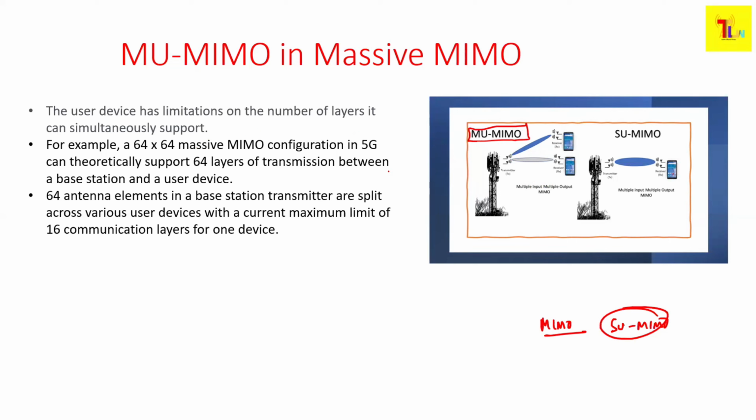So this multi-user MIMO is only possible with massive MIMO and beamforming. Without massive MIMO and beamforming, you cannot achieve multi-user MIMO. So why do we require multi-user MIMO? You can say that single-user MIMO is good enough. Why do we need multi-user MIMO?